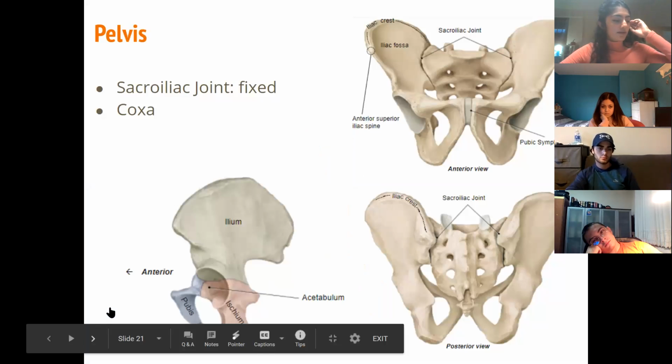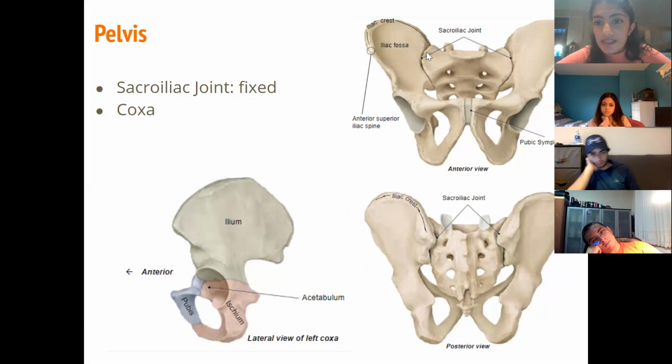Okay, switching gears to the pelvis, so the lower portion of our skeleton, and we talked about this in the very beginning of class. We have this sacroiliac joint, which joins the sacrum, which is part of our axial skeleton, with the ilium right here, right? So that'll form the sacroiliac joint. And this is a fixed joint, so we cannot move. We don't have any range of motion right here. It'll just remain fixed all of our lives.